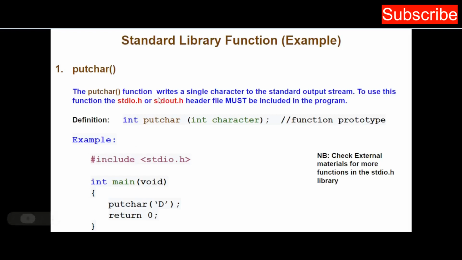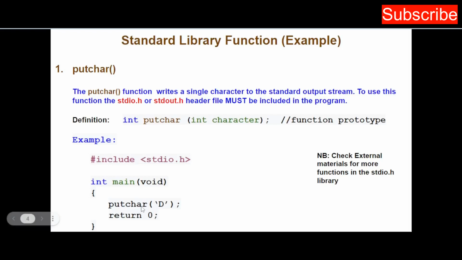Now, this is an example of how to use this putchar function. You first of all include the standard input output header file. Remember, I said in my previous videos that your program begins to run from your main function. So once you run your program, it starts from your main function. The first thing it sees now is putchar, so we are calling this function.